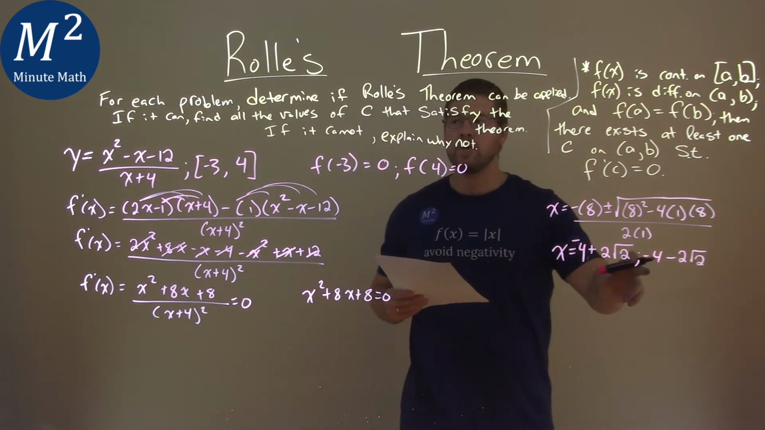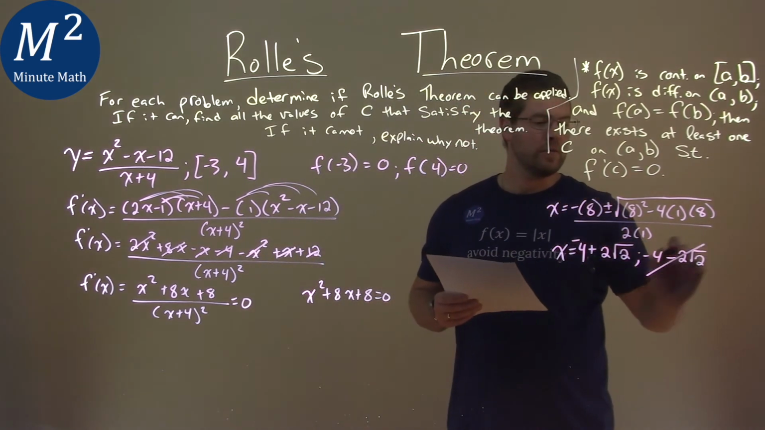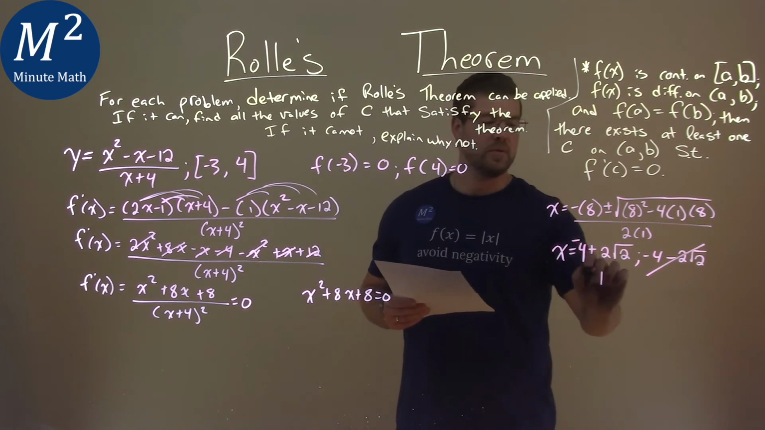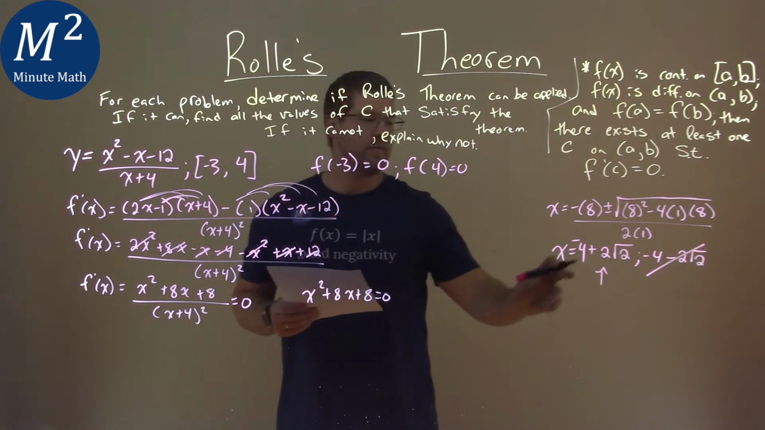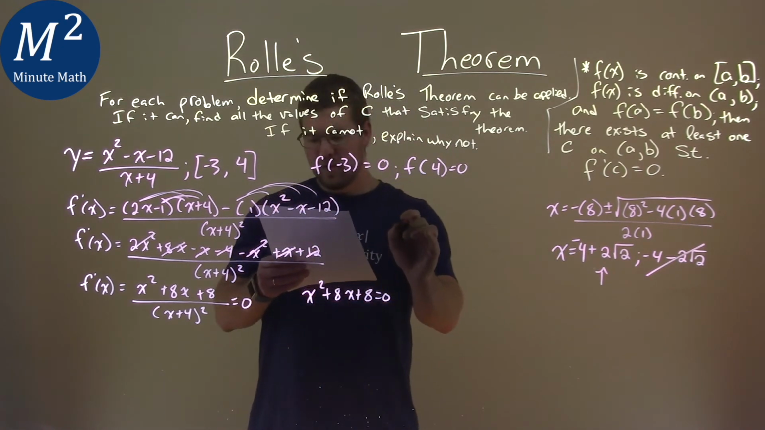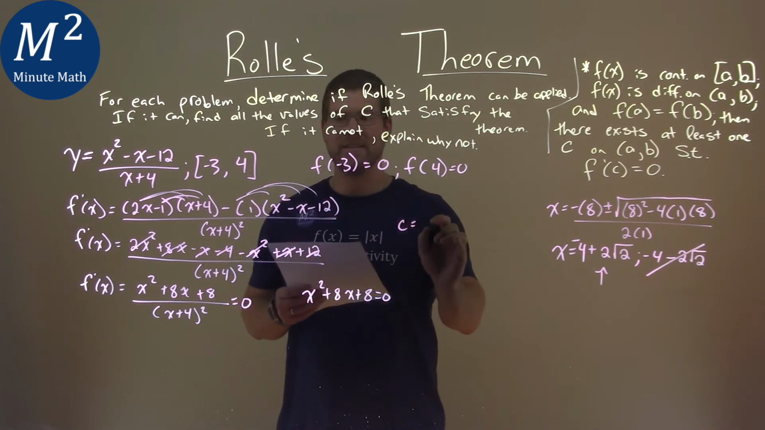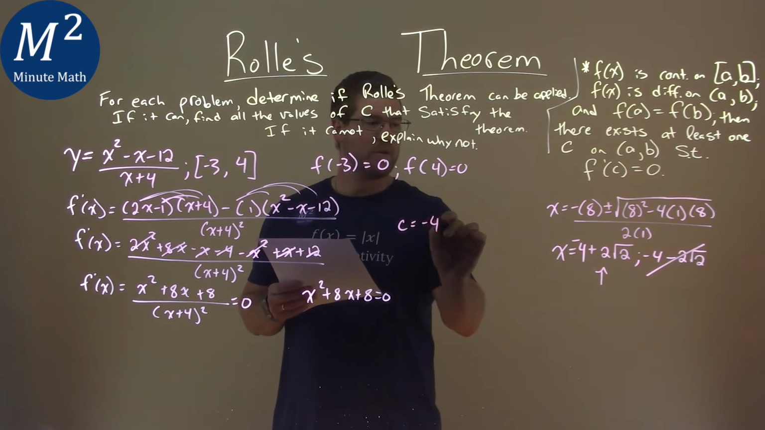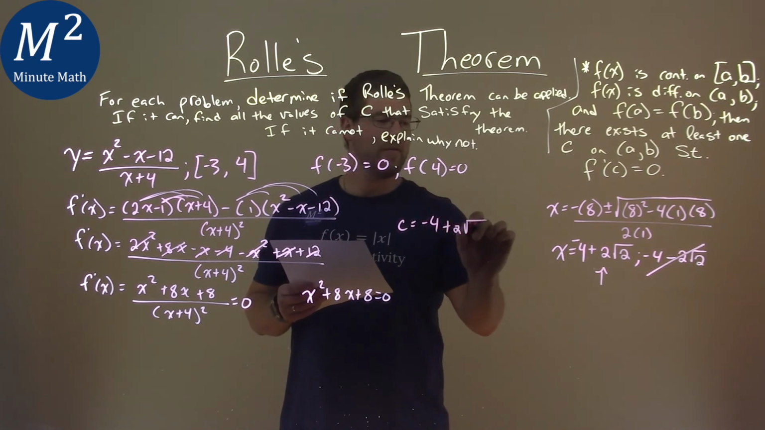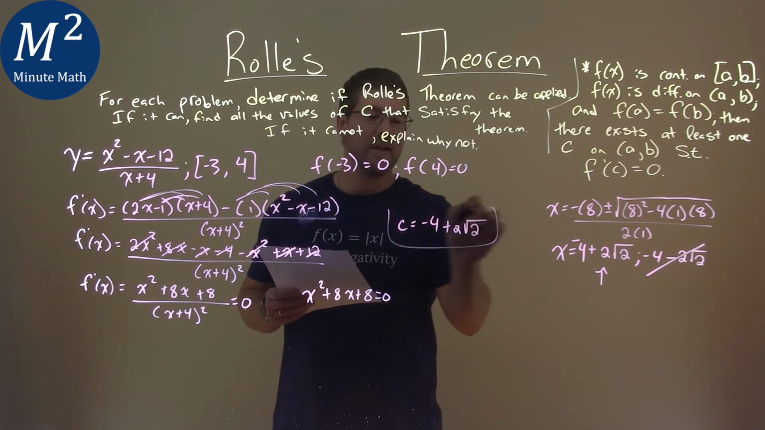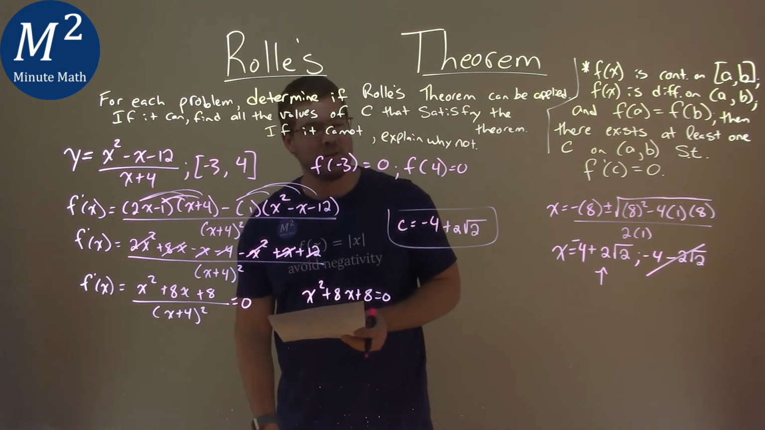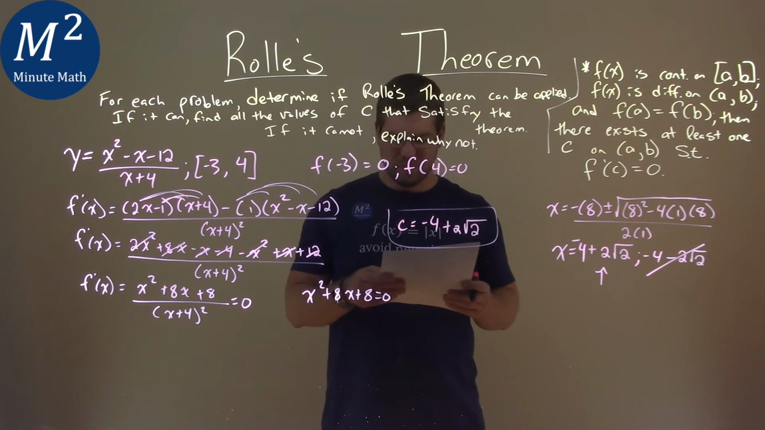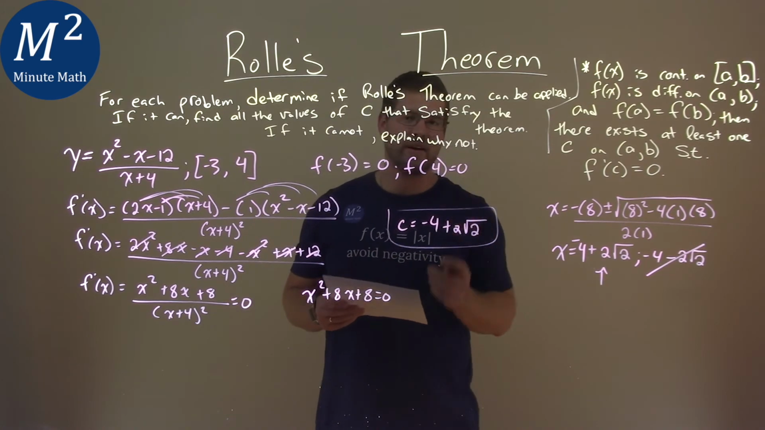Well, the second one is outside of our interval, so we can't actually use it. We can only use the first one here. The second one was outside of this value here. The first one, we were fine. And so our c value that satisfies this is negative 4 plus 2 square root of 2. Anyway, the c value here that satisfies Rolle's theorem is negative 4 plus 2 square root of 2, and that is our final answer.